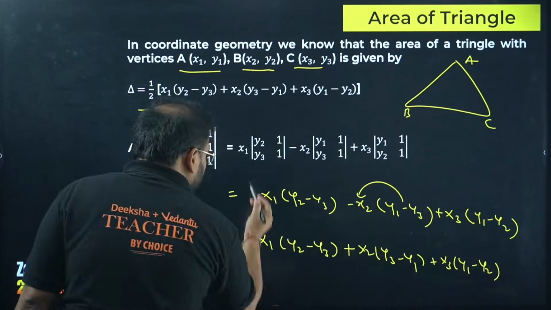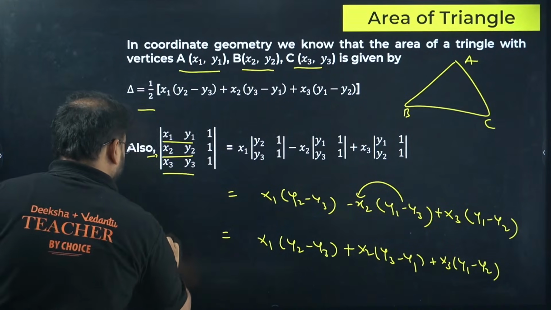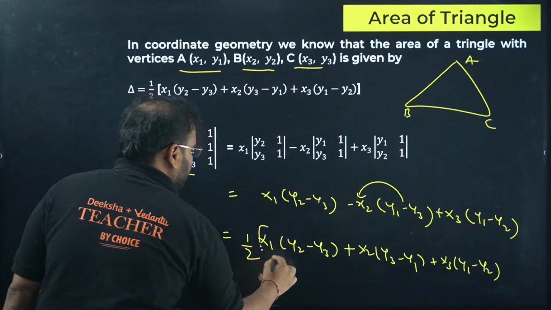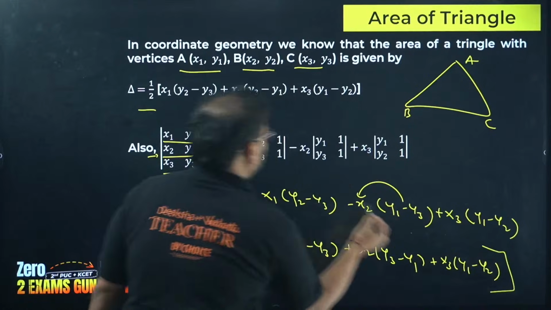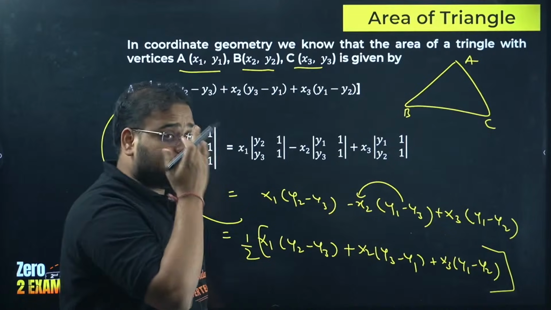y2, and everything. Of course, if you're looking for area, this is just a determinant value, but if you're looking for the area of the triangle, it's going to go by 1 by 2 outside, of course, and that's how we get the same result. You can see. Clear? So simply look for the value.